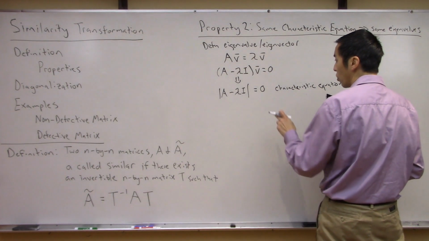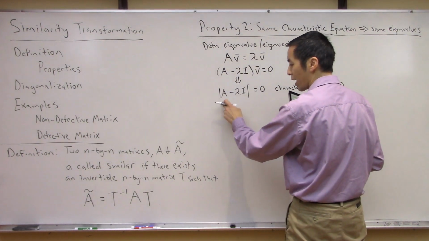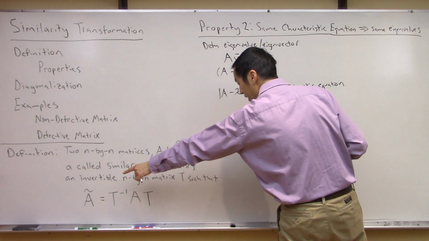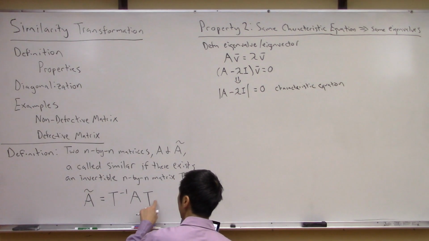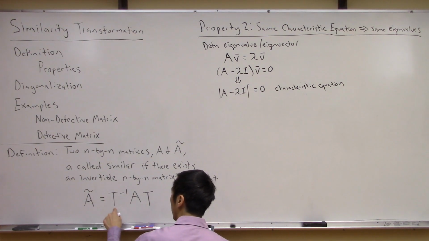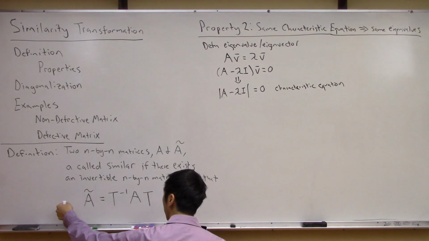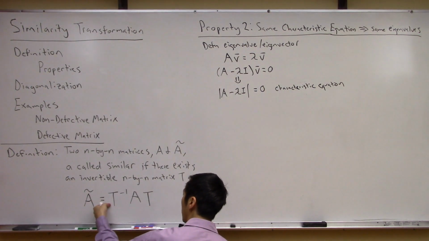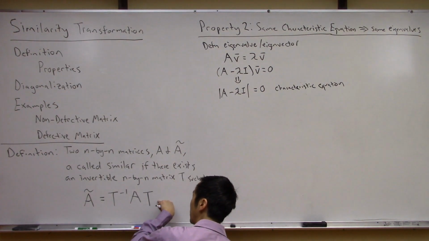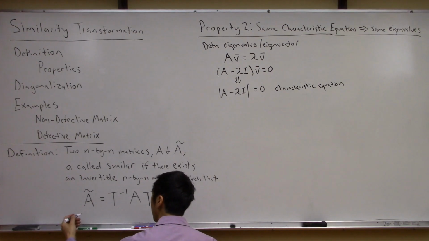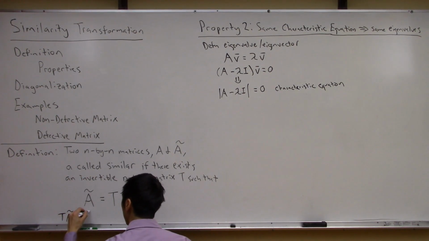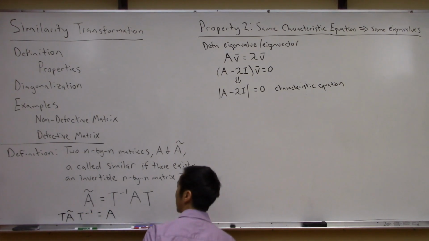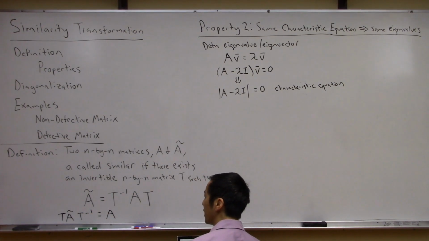Okay, so now let's go ahead and rewrite this using the fact that A is related to A tilde. Again, it might help us if we come over here. Since T is invertible, I could just left multiply by T and right multiply by T inverse. In other words, I can rewrite this as T A tilde T inverse is equal to A. That's the exact same thing.